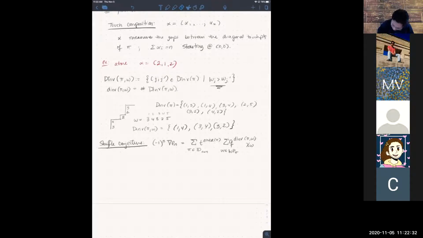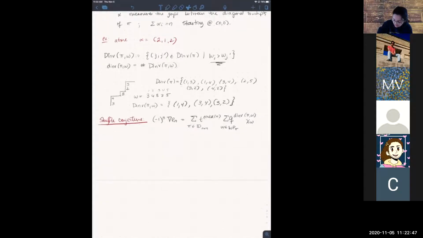And so then in this case, that means that little div is going to be 3, right? It's just the cardinality. Okay, so this is the shuffle conjecture as we saw, or very similar to what we saw before. Like I said, it's an equivalent formulation. Don't worry too much about the -1 hanging out in front.